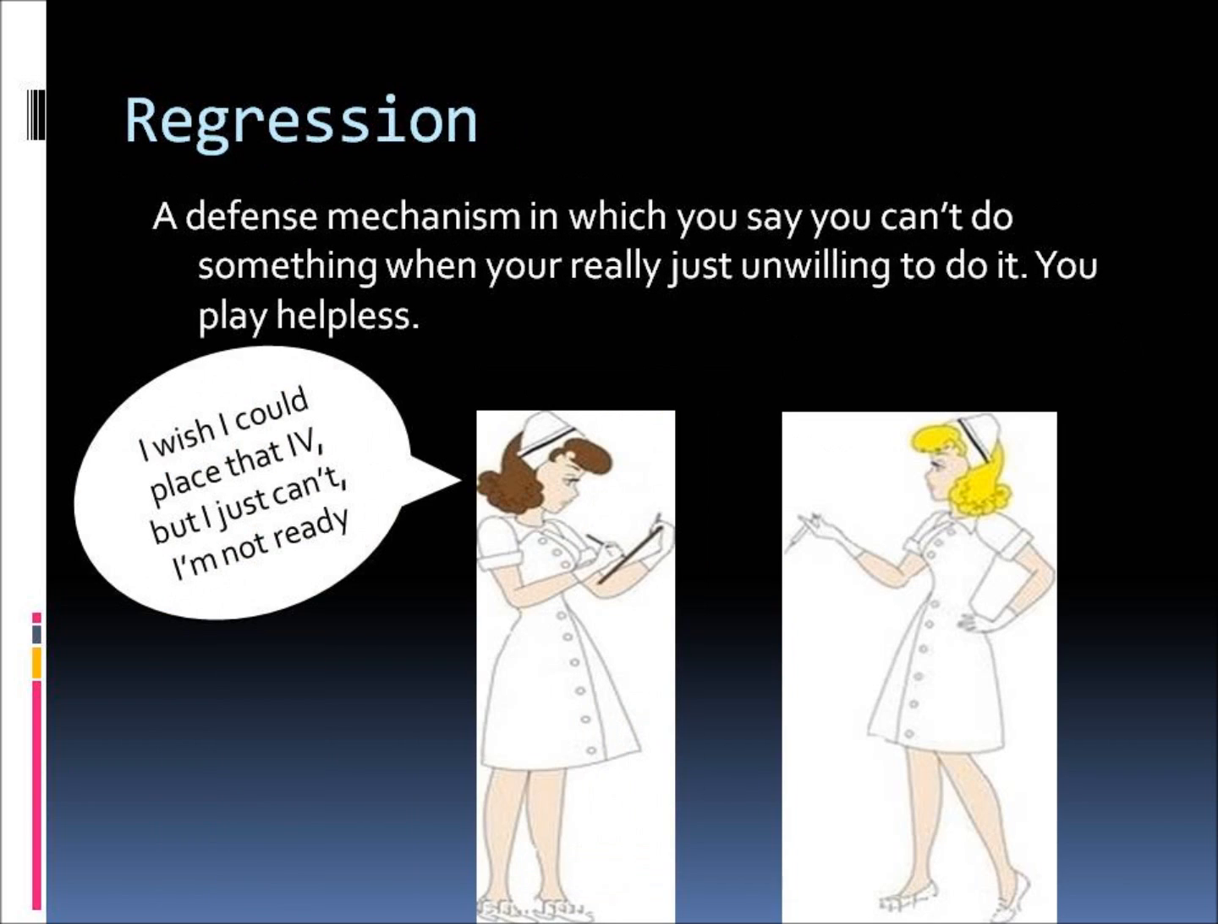The last way of distorting critical information is regression. This is when you play helpless and say you can't do something when you're just unwilling to do it. A test for regression is to simply replace the word can't with won't. So let's look at an example. Nurse Julie is mad at Anne for not placing an IV in her patient. Anne says, "I wish I could place that IV, but I can't. I'm just not ready to do that yet." Just because she doesn't want to do it, and not because she's unable to.